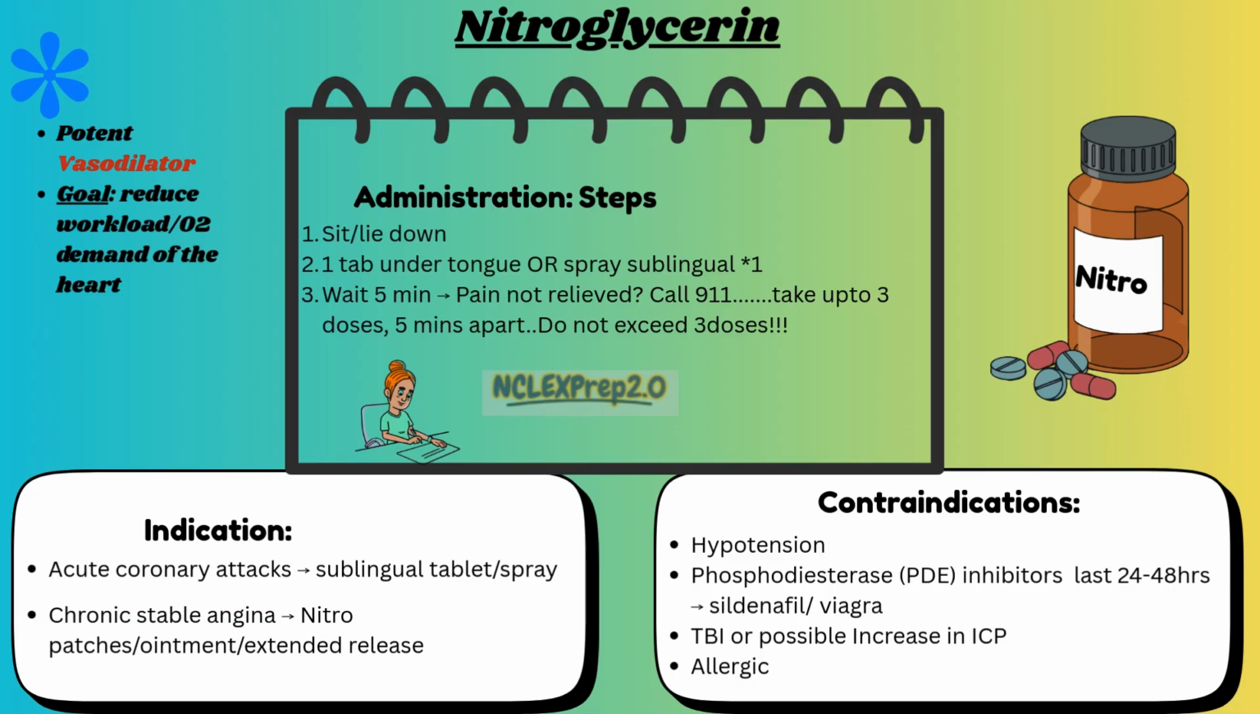When to use the nitro patch or ointments? Remember, we have the sublingual and spray, which is used during acute attacks, and then we have nitro patches and ointments, which we use for chronic prevention of stable angina. So we use nitro patch and ointments for daily prevention of chronic stable angina. Never used in acute chest pain.